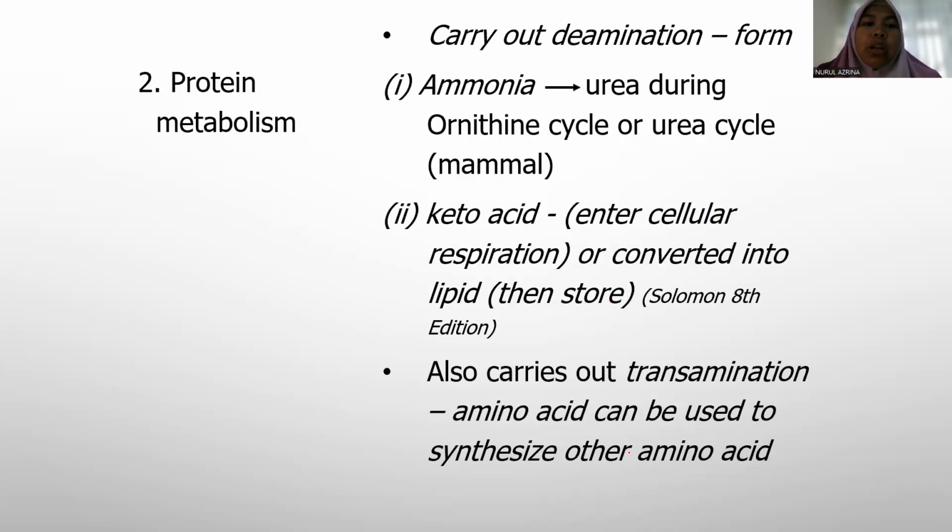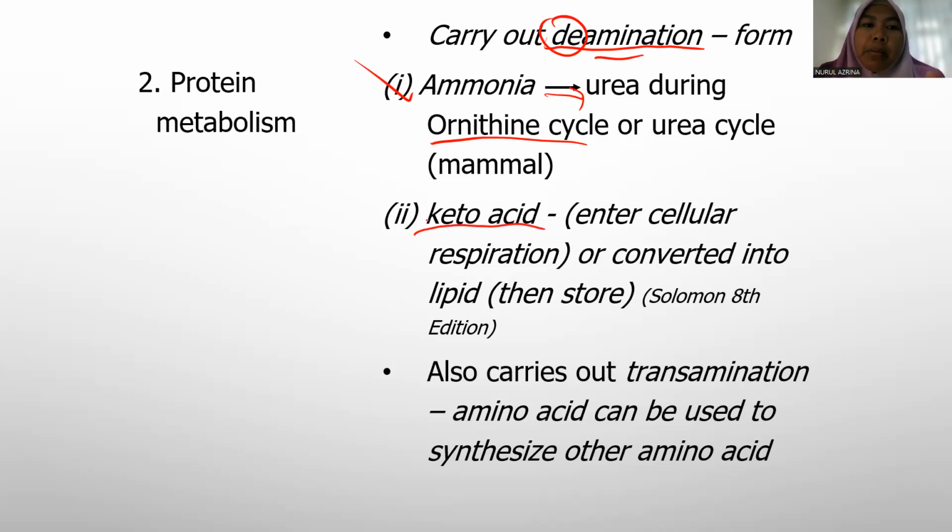Number two, metabolism of protein. The liver carries out the process of deamination. D means removal, and amination refers to the amino group, so it is the removal of the amino group. You can see it will form ammonia. Ammonia will be converted into urea during the ornithine cycle, or urea cycle, in mammals. Urea will leave the liver and be excreted in the urine. Next, a byproduct of deamination can form keto acid.